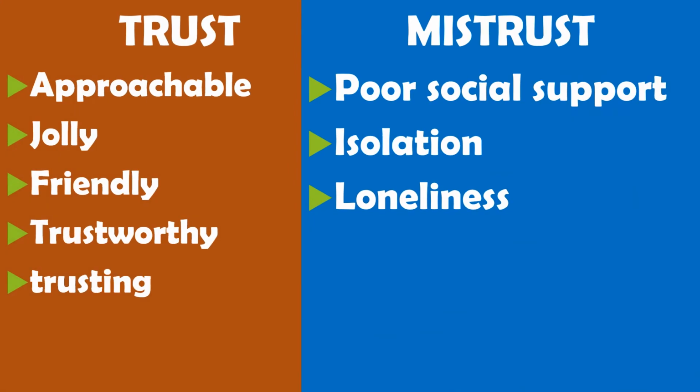Here are the importance of trust and the consequences of mistrust. Under trust, children are approachable, jolly, friendly, and trusting. While under mistrust, the consequences are poor social support, isolation, and loneliness.